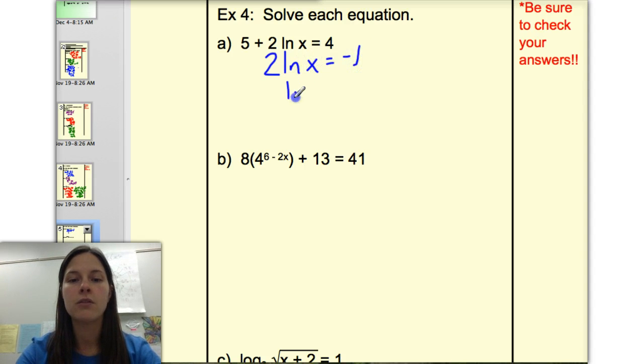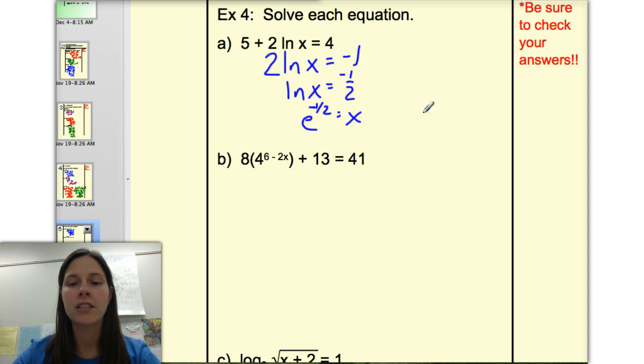Divide both sides by 2. And now we have that log isolated. So I'm going to use curly law to finish solving for x. Base of the natural log is e, so we have e to the negative 1/2 power equals x. That would be our exact answer.